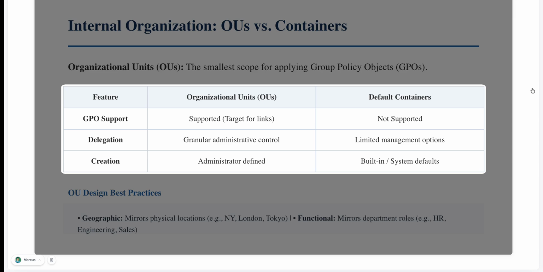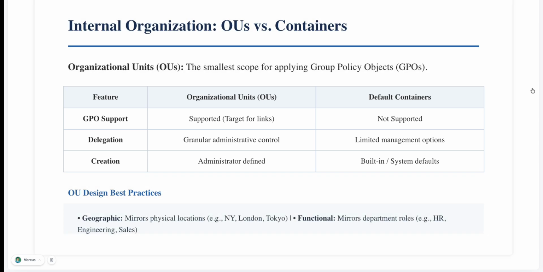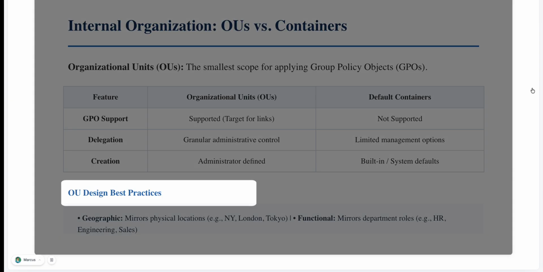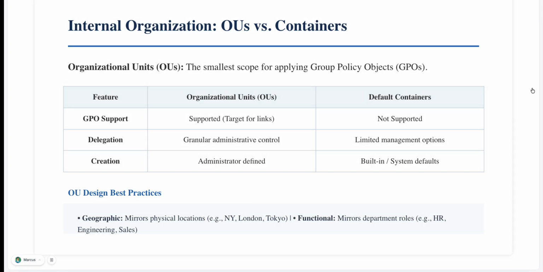While default containers like the users or computers folders are built in, they are extremely limited. You cannot link GPOs to them, and they don't support the same level of granular administrative delegation that OUs do. When we design an OU structure, we aren't just making it look organized. We are defining our administrative reach. You can design based on geography, matching your physical office locations, or by function, grouping by department like finance or engineering. From a security perspective, a functional design often makes it easier to apply role-based security baselines. Keep this in mind as we prepare to look at specific AD objects next.